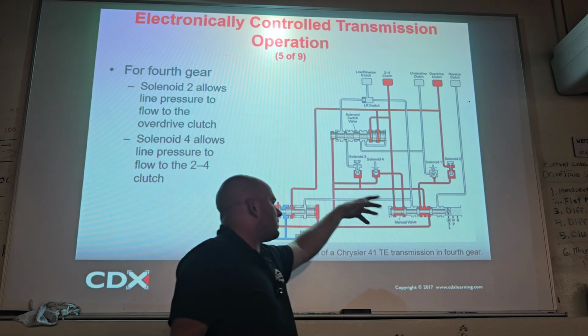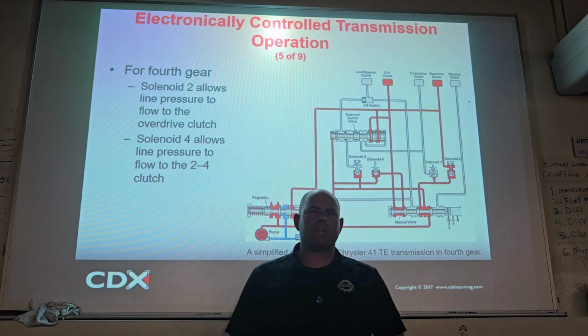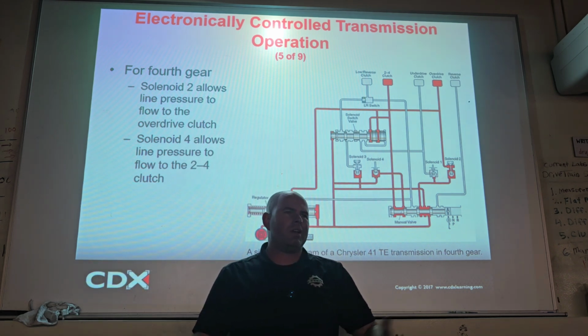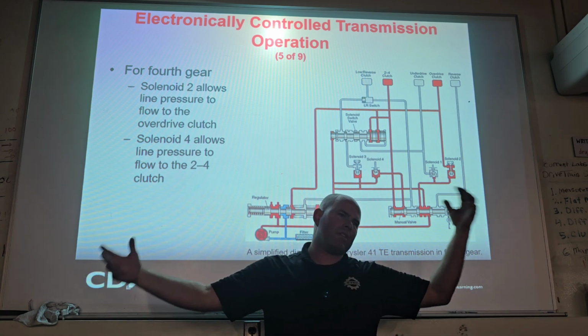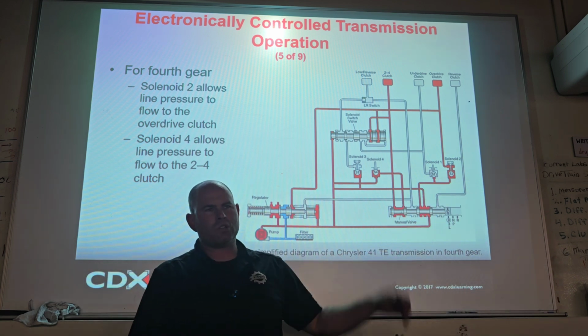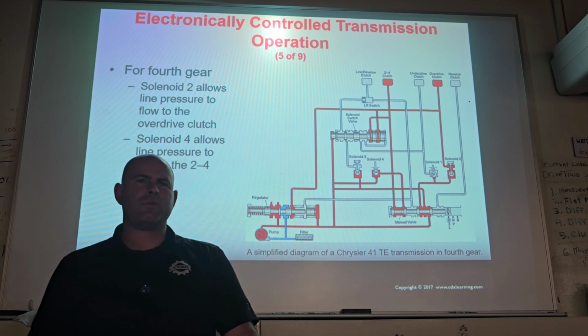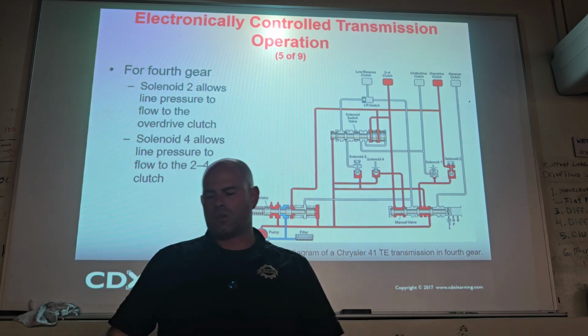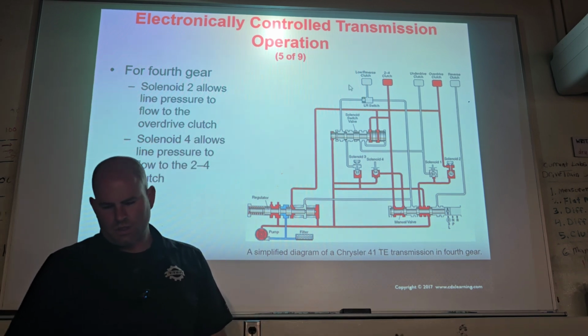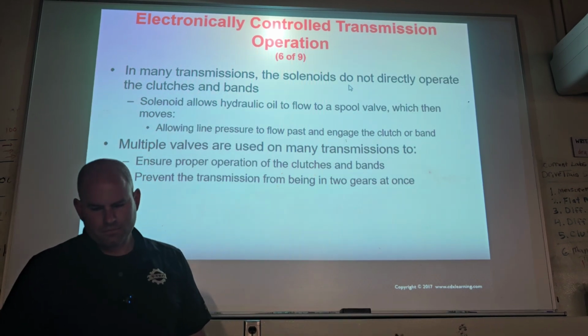Make sense? So it's not that different than a manual control, than a hydraulically controlled. It's just the solenoids do everything. We don't need to worry about throttle pressure and governor pressure and crap. The computer controls the solenoids, the solenoids control the fluid, the fluid controls the application devices, and that controls the gear set, and there's your gear ratio. Cool? Not that bad.